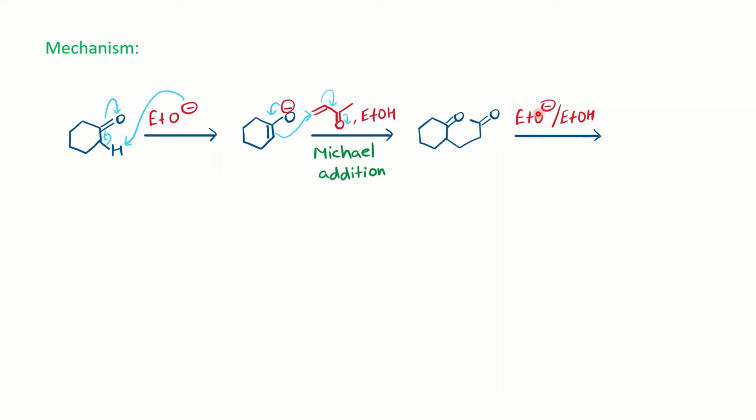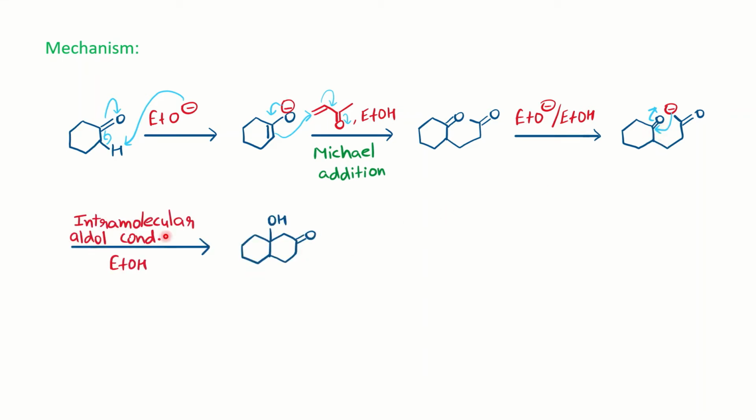Again you have excess base, which will abstract the terminal proton from here. Then it is going to perform a nucleophilic attack on the neighboring carbonyl carbon to form a six-membered ring, which is more stable, through intramolecular condensation in the presence of ethanol. So you have here a beta hydroxy ketone with an alpha hydrogen present, so dehydration will take place in the presence of ethanol and will give you the alpha beta unsaturated ketone.